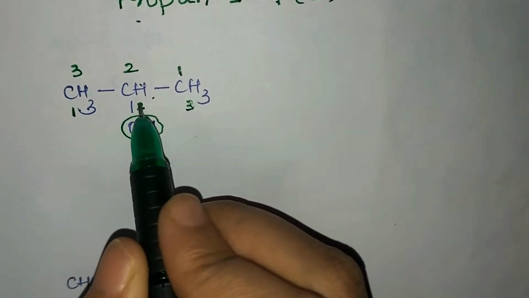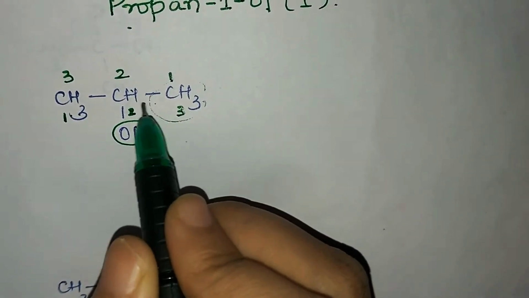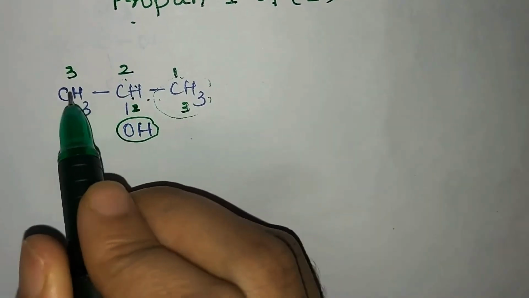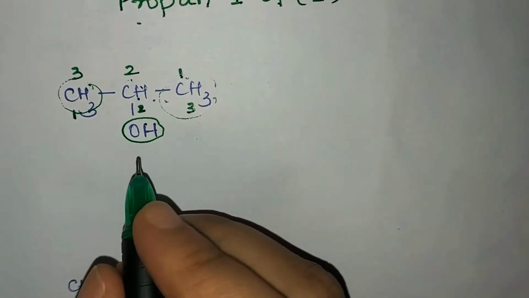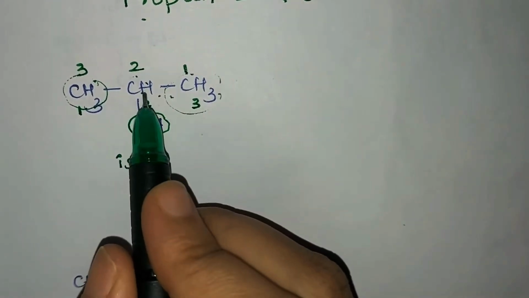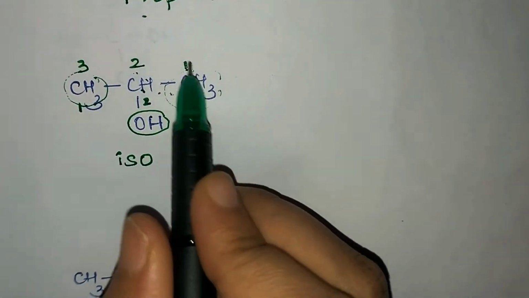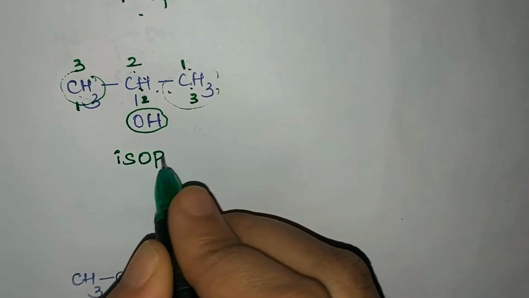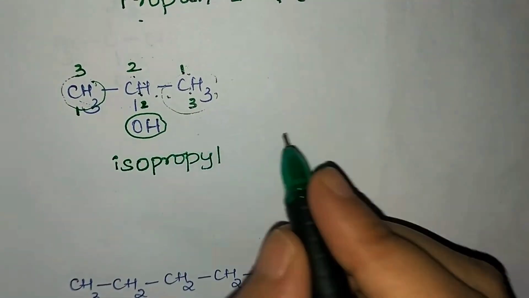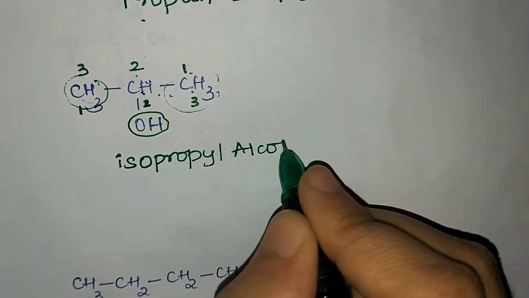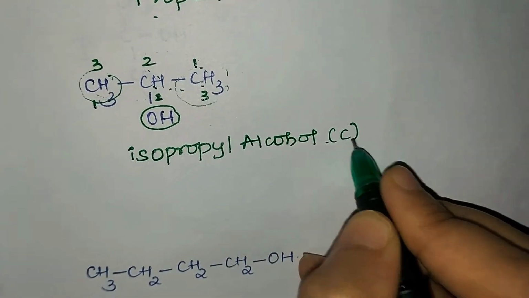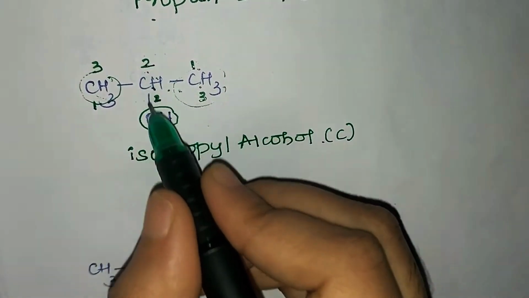See, the second carbon atom has a methyl group, and when the second carbon atom has a methyl group, commonly we use the term what? Iso. So the name of the compound will be iso. There are 3 carbon atoms, hence it becomes what? Propyl, and since the OH group is attached to it, it is isopropyl alcohol. So you can note down, if the second carbon atom contains a methyl group, we use the prefix iso, and this is a common name. We'll write the IUPAC name for it.